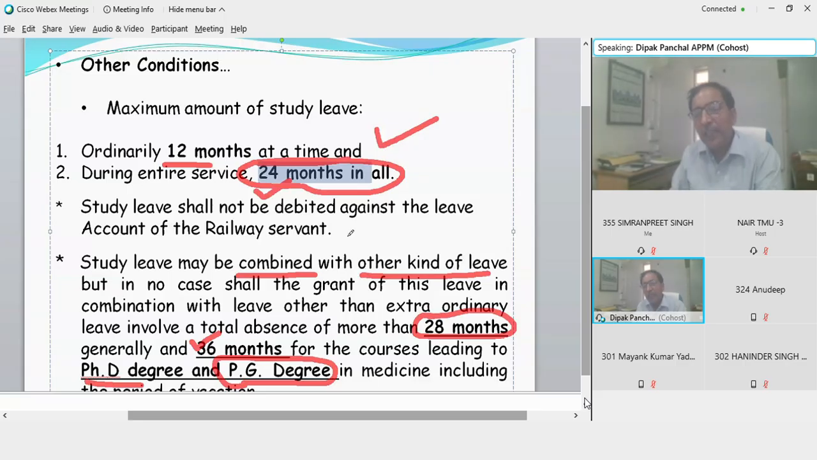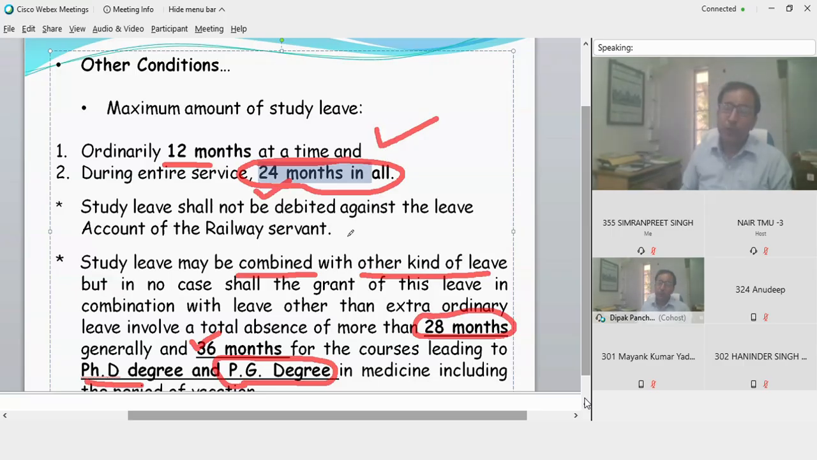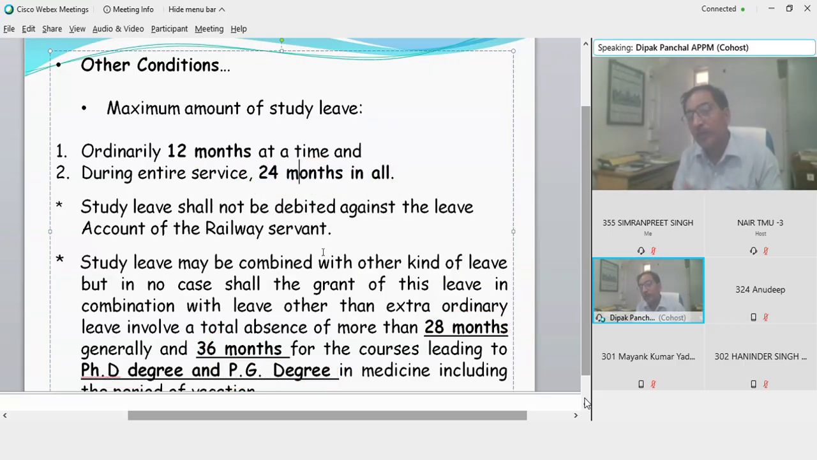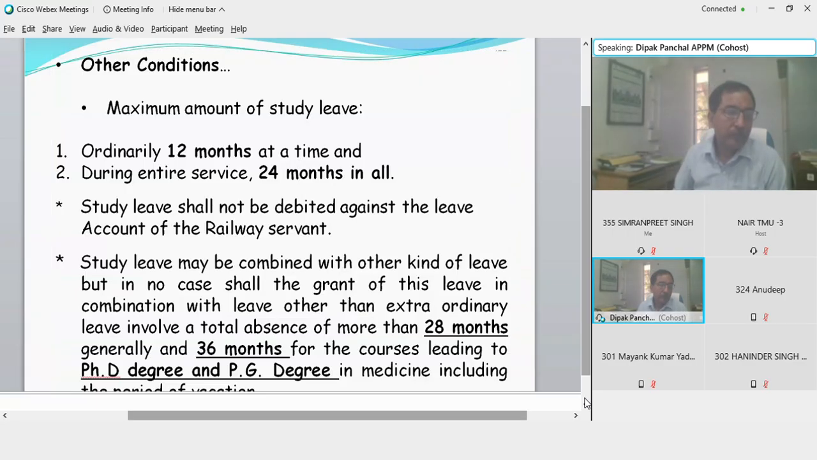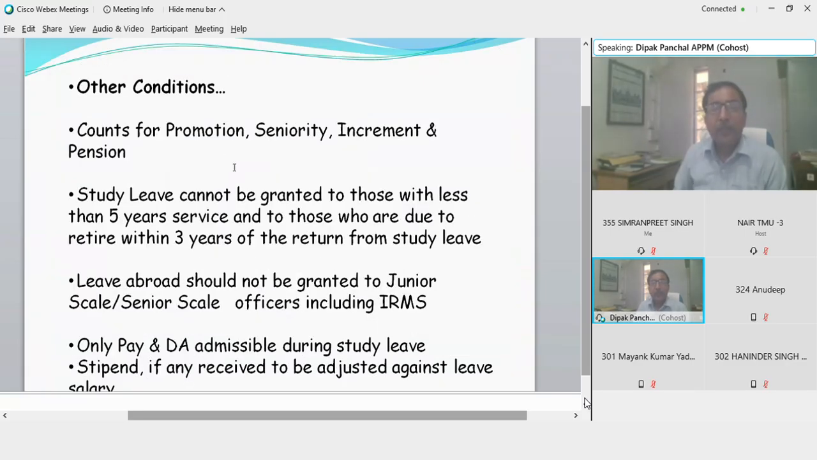In case the study is completed before 24 months, then the employee should resume the duty immediately. These are the other conditions associated with the study leave, that it counts for promotion, seniority, increments, and for the pensionary benefits.